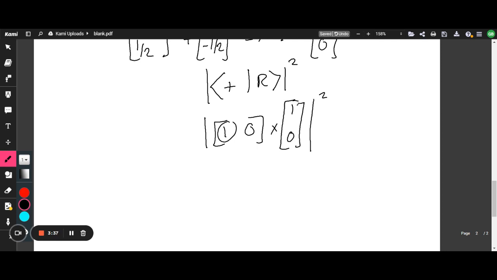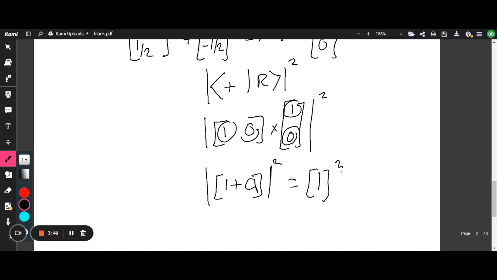So multiplying 1 with 1, we get 1. And 0 with 0, we get 0, so 1 plus 0 is equal to 1. Square that, we just get 1. So we find the probability of finding spin up.